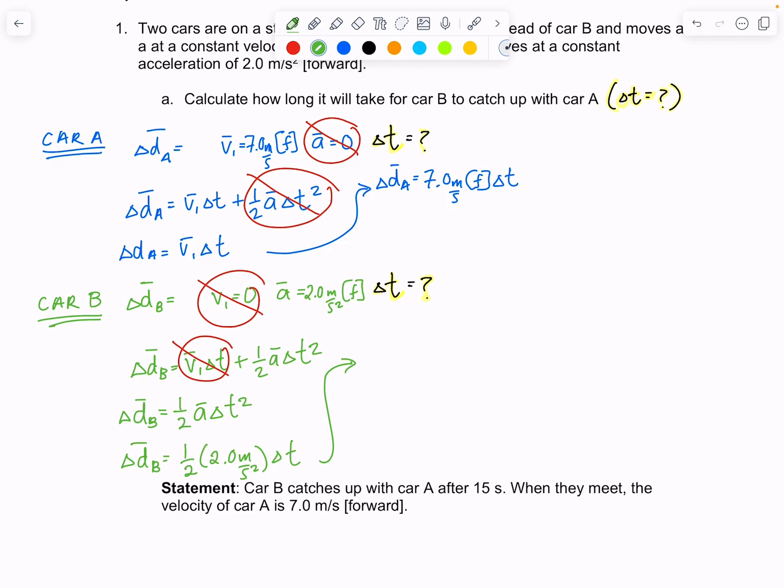We know that 1/2 times 2 meters per second squared is equal to 1. 1/2 times 2 equals 1. So I'm going to rewrite this as delta dB is equal to 1.0 meters per second squared forward times delta t squared. So now, let's see when they catch up to one another.